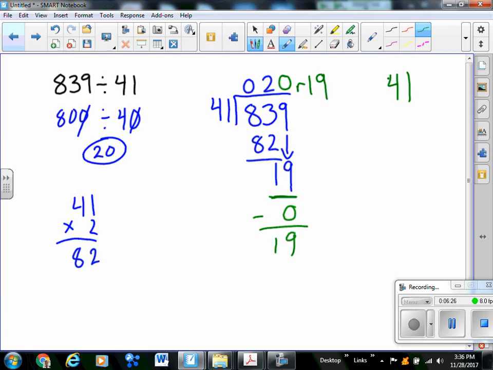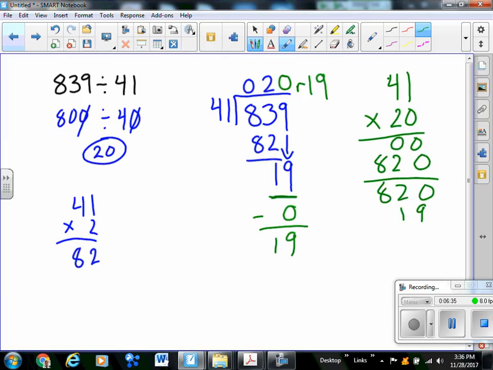So now we check it. 41 times 20. 0, 0. Add a 0. 2, 8. I get 820. Add on 19. Gives me 839. And guys, that is lesson number 22.